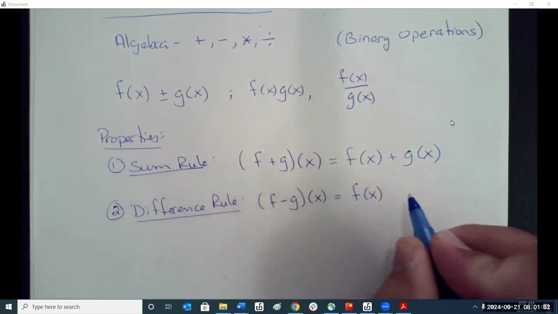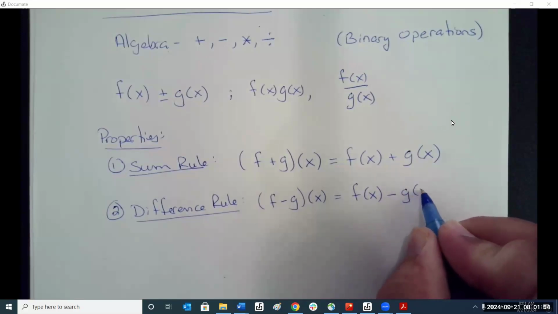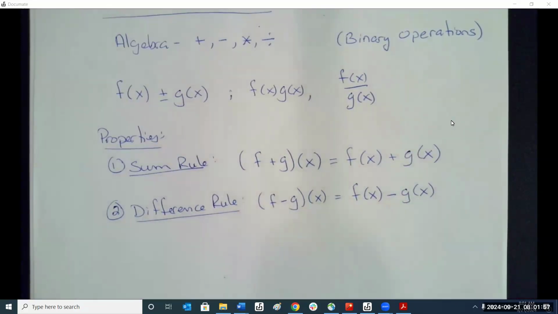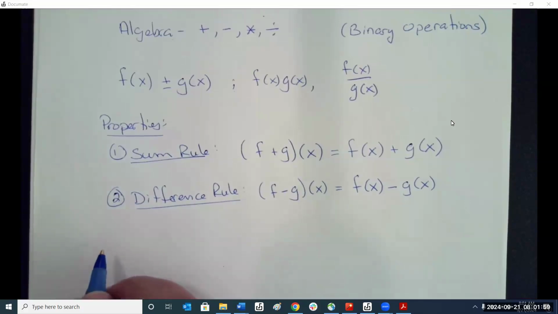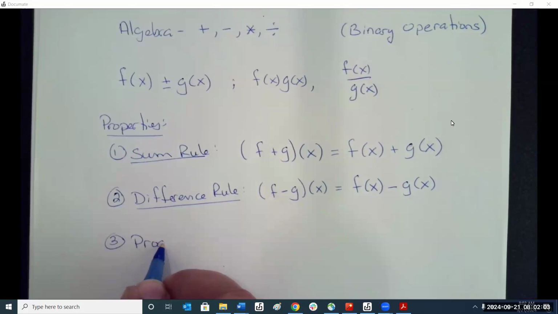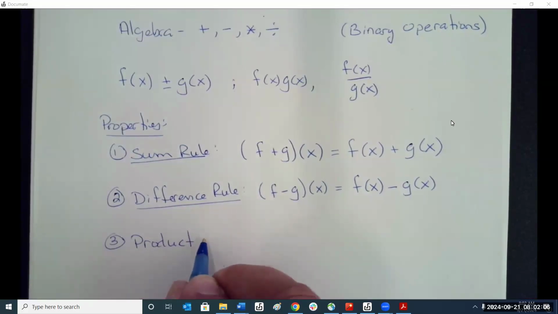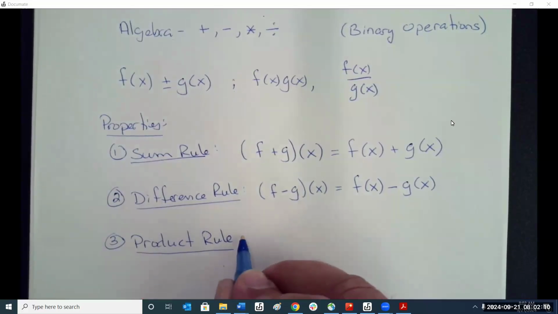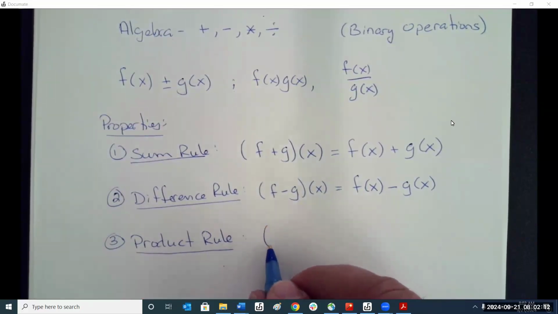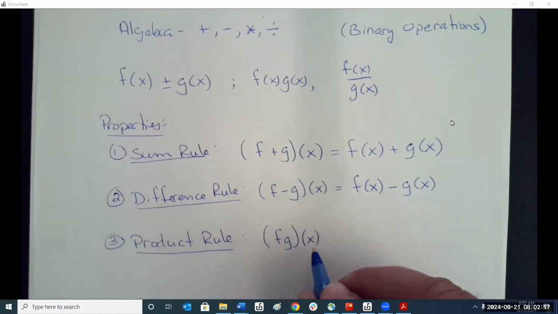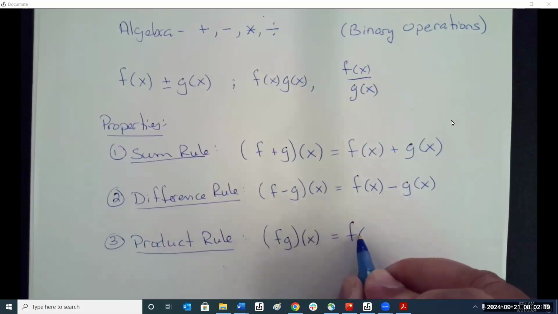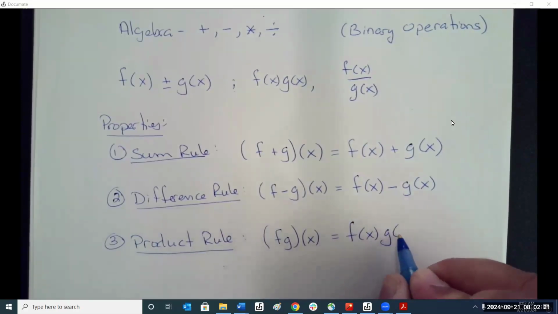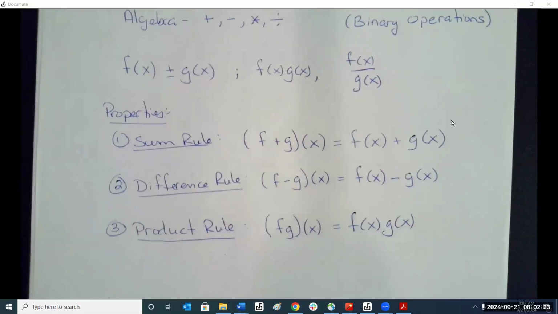So we have f of x minus g of x. Then we talk about the product rule. Product means multiplication. If I multiply these two functions together and then put my x in, or I could find the individual values and then multiply the answers together.